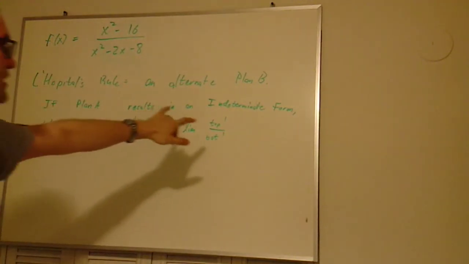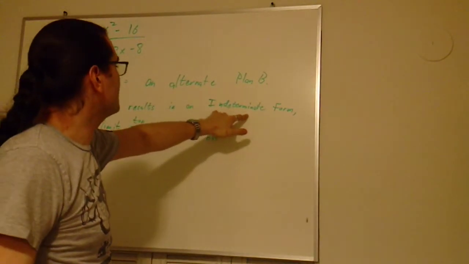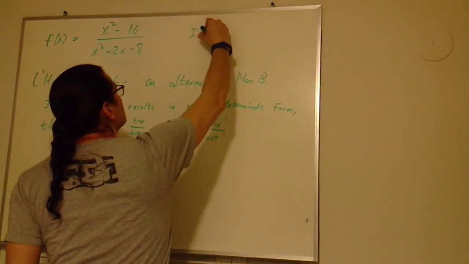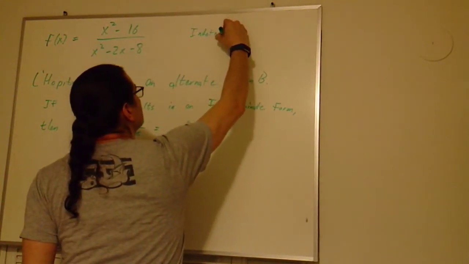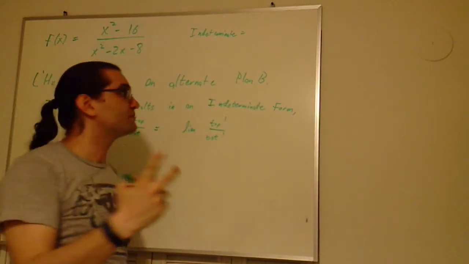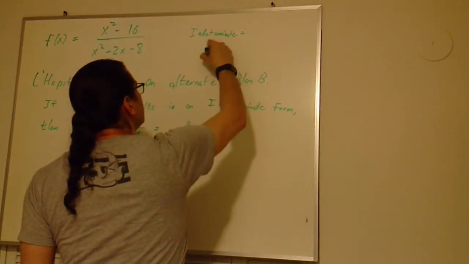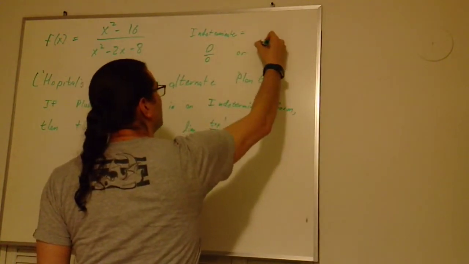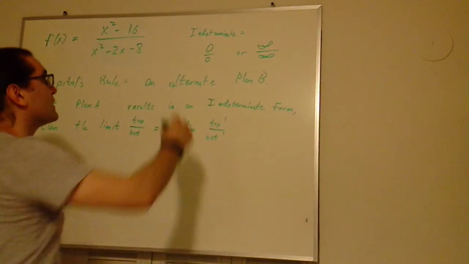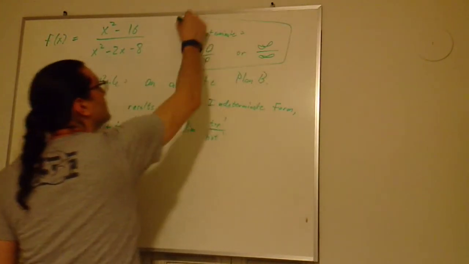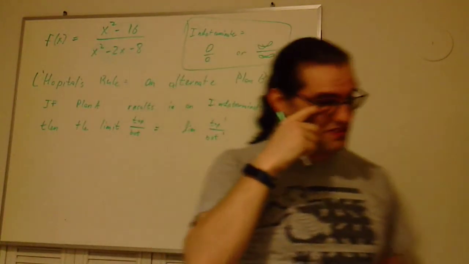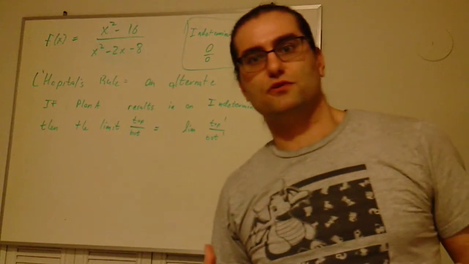So let's talk about what this means. What is an indeterminate form? Indeterminate form means two things: 0 over 0 or infinity over infinity. Those are the only things that count as indeterminate. Those are the only times you can ever use L'Hopital's rule.